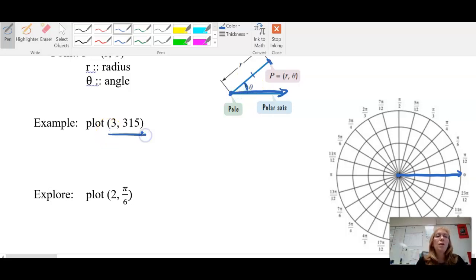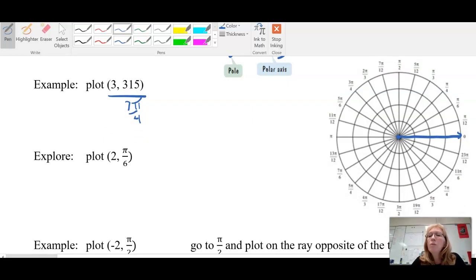I have to plot 315. Well, 315, we have to change that to radian because that's what my graph is in, is 7 pi over 4. So the first thing we do is we go to 7 pi over 4, which is here. We start at our pole and we go out 3. So we go 1, 2, 3. That is this point. So this is point A. Okay, pause and try yours.